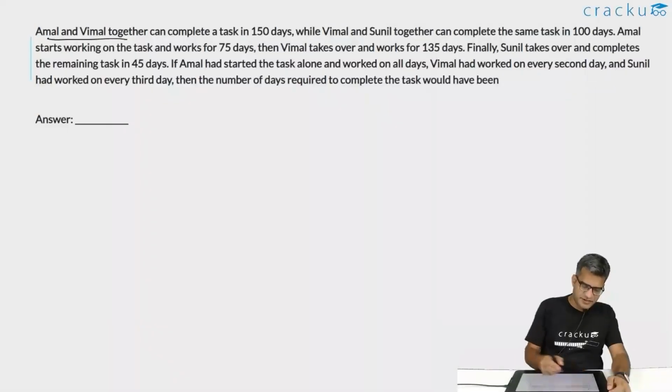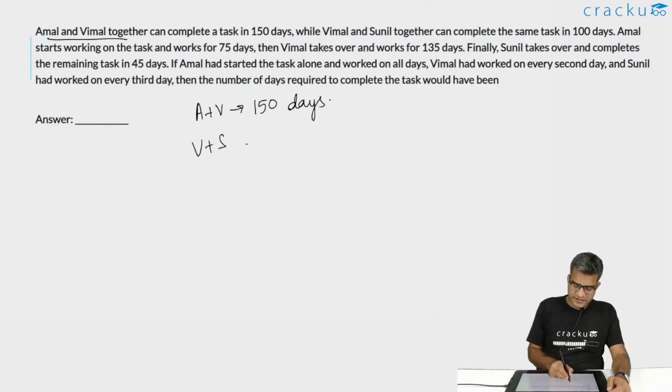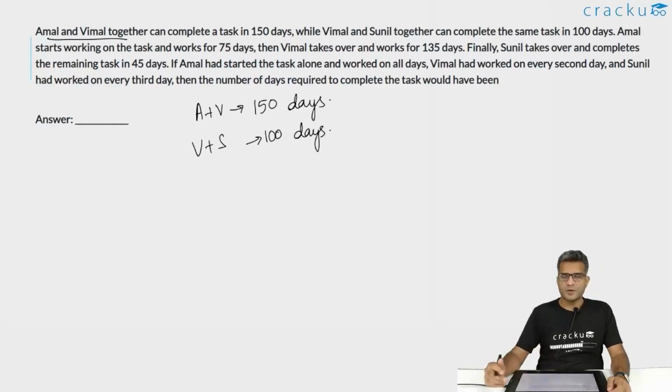In this question, we are told that Amal and Vimal together can complete a task in 150 days. So A plus V will take 150 days to complete a job. Vimal and Sunil together can complete a task in 100 days. In these kind of questions, we want to compare the efficiency of a person, or the amount of work that a person does in a particular day, not the number of days they take to complete the job.